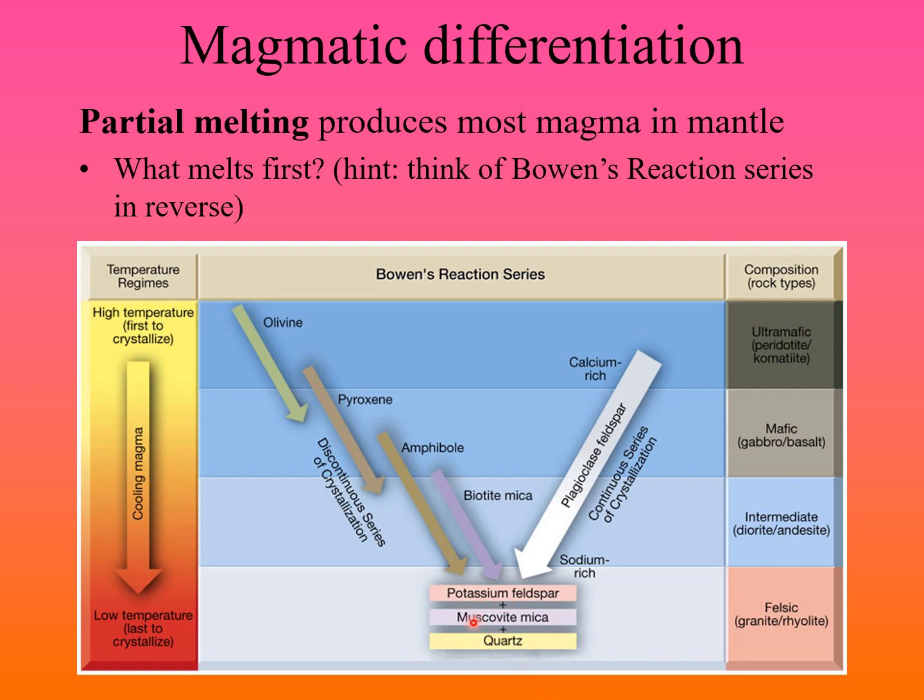And the first things to melt are going to be quartz, the muscovite micas, and the potassium feldspars. Those are the first to melt. And then as that pressure decreases, these other minerals start to melt. And so at any given time, you'll have different percentages of these different minerals in the magma. And so we call that partial melting because it doesn't all melt at once. It's more of a gradual process. And so the composition of the magma will be different depending on where you are in the crust.